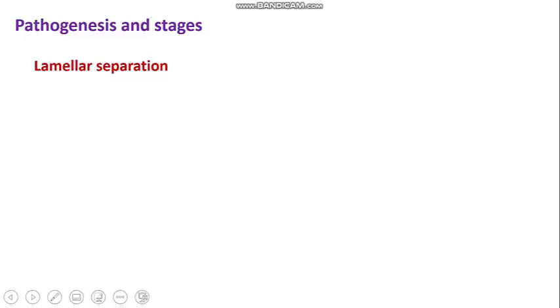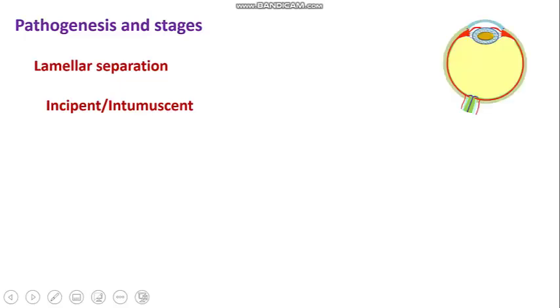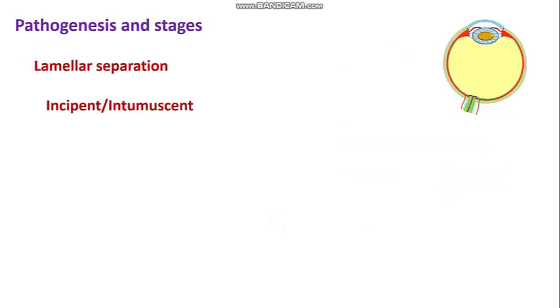You know, there is lamellar separation in the first stage, which becomes intumescent. Intumescent incipient is the second stage. Intumescent means the lens becomes swollen because of hydration. If the lens becomes hydrated, it will push the iris forward, close the angle, leading to secondary angle closure, phacomorphic glaucoma, in the second stage. Also, there is frequent change of glasses in this stage.